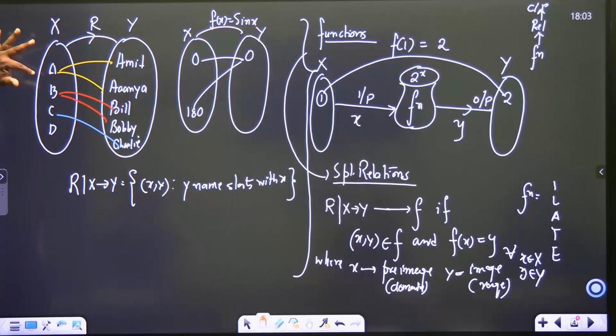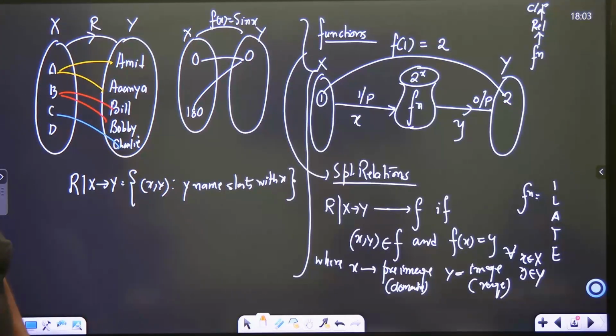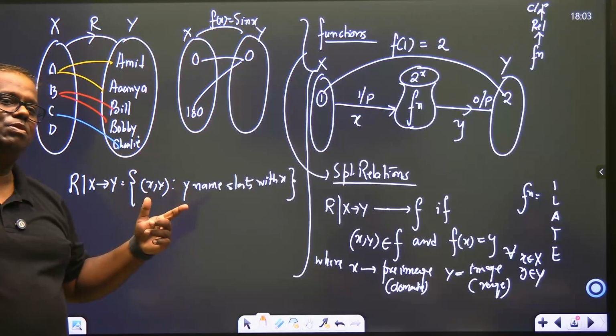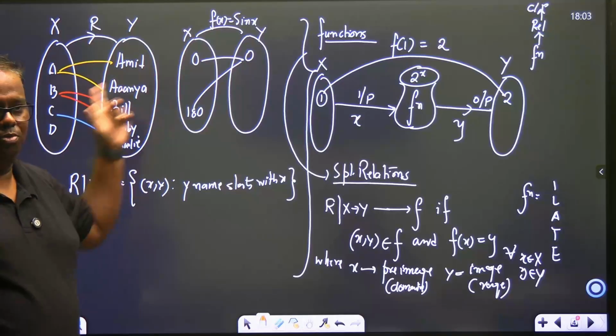This is a relation. This is not a function, because A mapping to Amit and A mapping to Anya will not be a function. It's a relation. A function cannot have two outputs for one input. Remember that in your head. And in the next chapter, we will study one-one functions. One-one function means for every one input, one output.